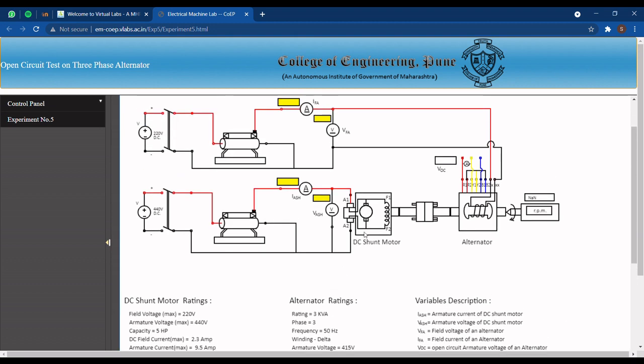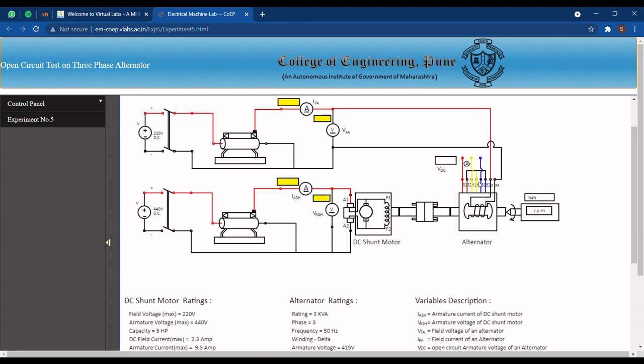This is the prime mover of this experiment, a DC shunt motor. This is the supply of the DC shunt motor. This is the rheostat which is used to adjust the voltage given to the DC shunt motor. It is used instead of a starter to limit the starting current of the DC shunt motor. This DC shunt motor is mechanically coupled with the alternator.